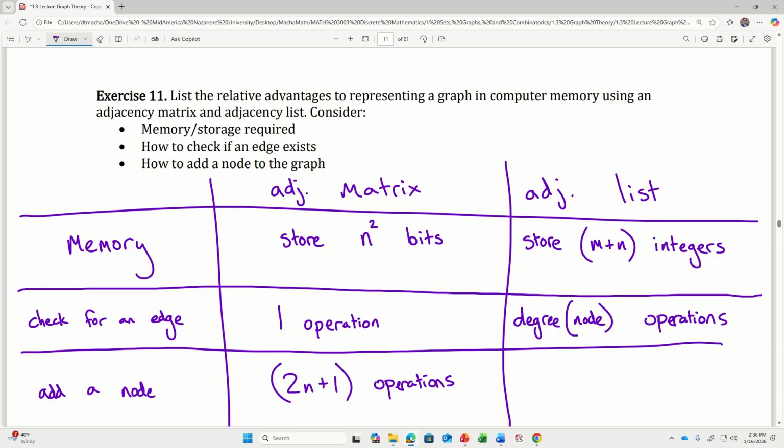Well, if n is the previous number of nodes, then yeah. If n is the next number of nodes, it would be 2n minus 1. If n is the previous number of nodes, it's 2n plus 1. But yeah.